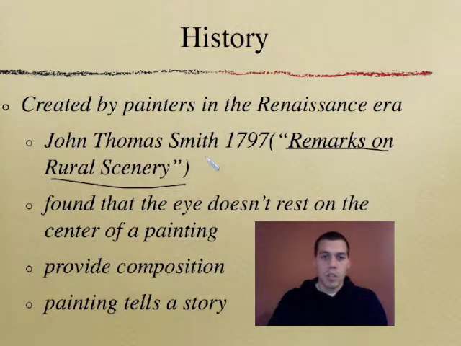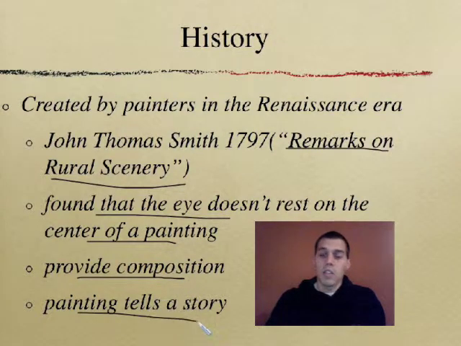And John Thomas Smith found 3 things. He found out that the eye doesn't rest on the center of the painting, so that's an important thing to note. When the rule of thirds is used, it provides more composition, and then the painting tells a story, which is what happened with the kayaker. So those 3 main things just enhance the picture, enhance the video.